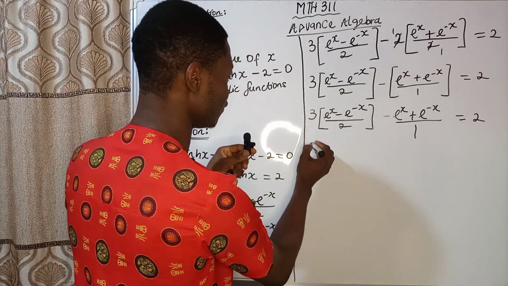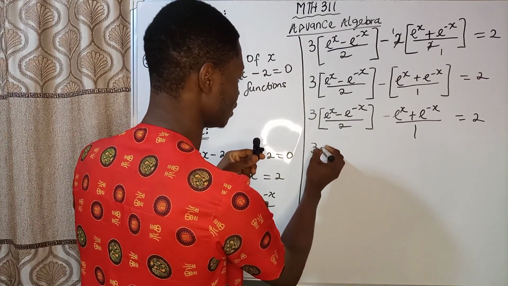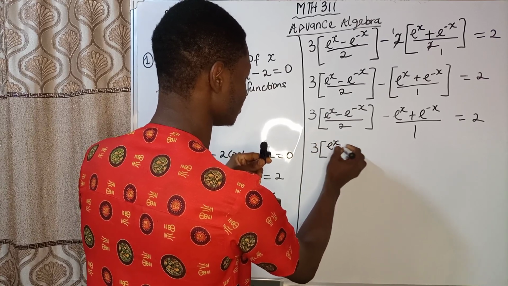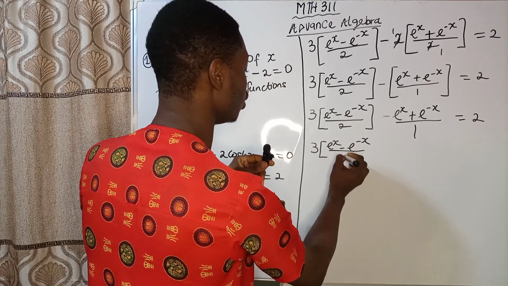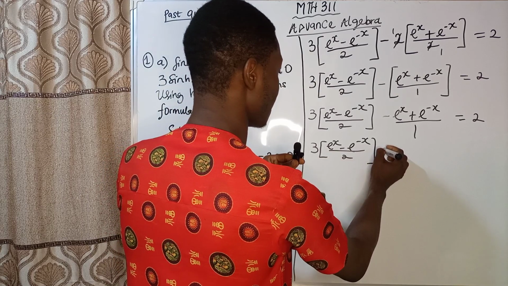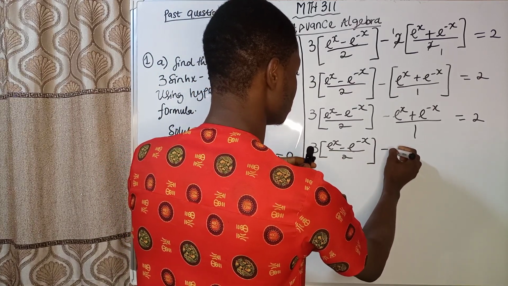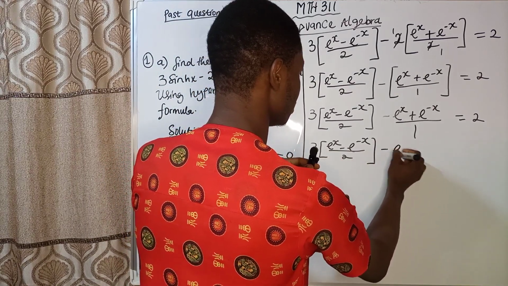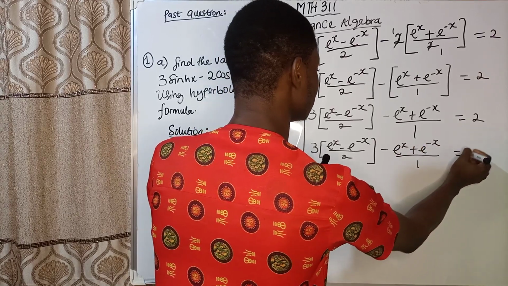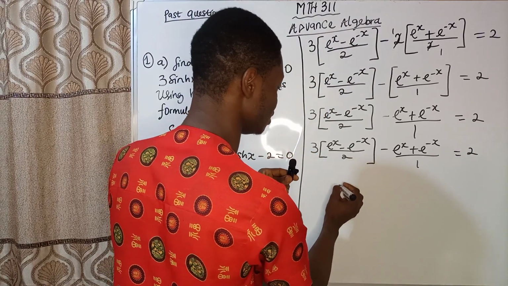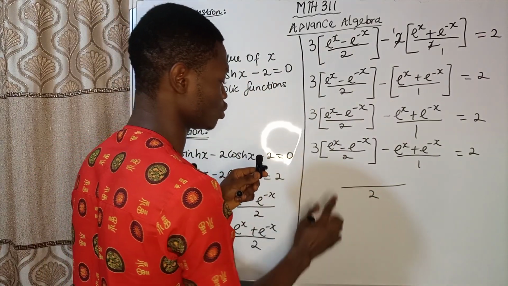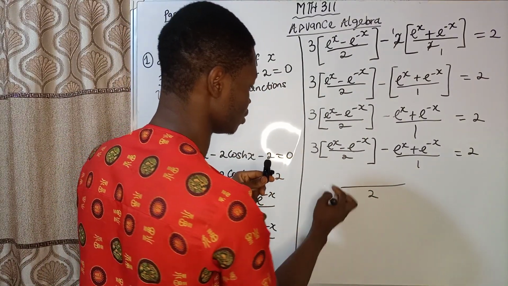So we are going to have 3 into e raised to the power of x minus e raised to the power of minus x, all over 2. We close the parenthesis. Minus e raised to the power of x plus e raised to the power of minus x, all over 1, is equal to 2. So we are going to find the LCM. The LCM is 2. 2 divided by 2 is 1. 1 times this thing is 3.